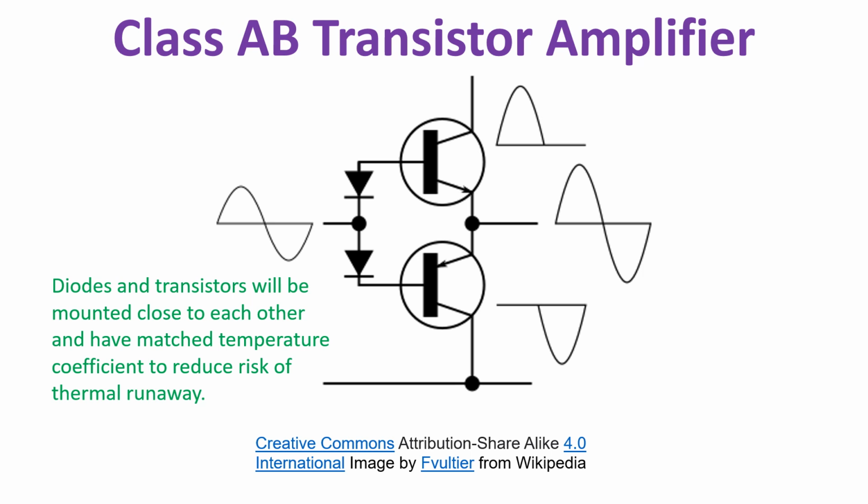As there is a risk of thermal runaway damage to the devices, bias voltage has to be adjusted according to the temperature of the output transistors. Diodes shown in the circuit will be mounted close to the output transistors and will have a matched temperature coefficient for this purpose. Compared to Class B, there is some decrease in efficiency in order to improve linearity of the Class AB amplifier. Still, it is more efficient than a Class A amplifier.